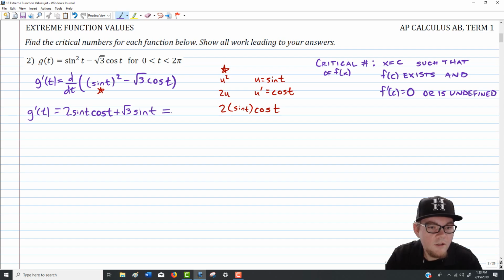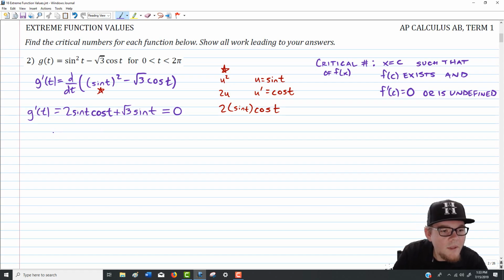Now that we do it though, our job here is to figure out where this function, aka the derivative, is either 0 or undefined. Now we mentioned earlier, because of the continuity of sine and cosine as well as the differentiability, this combination is definitely going to be differentiable, so we're only looking for zeros basically. But this isn't a trivial problem to solve.